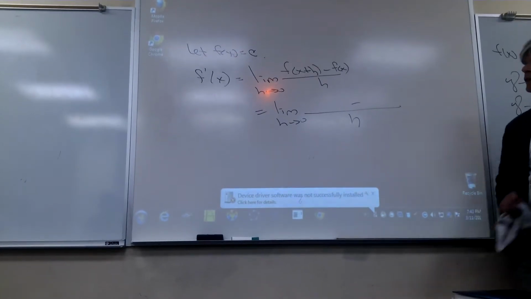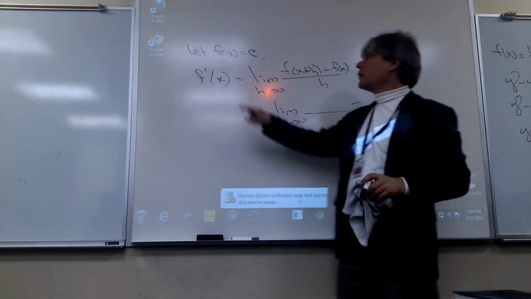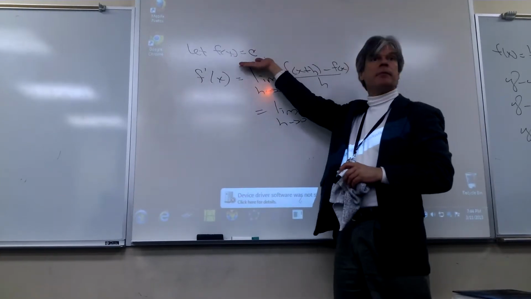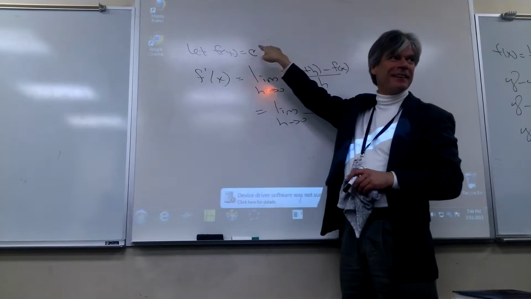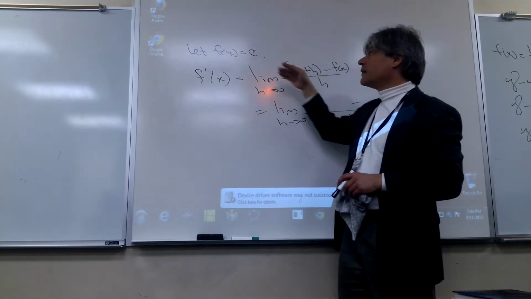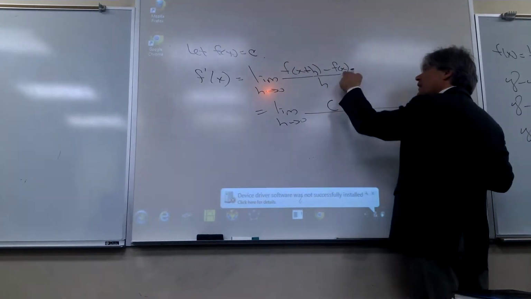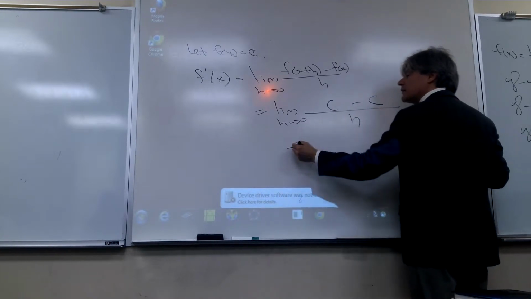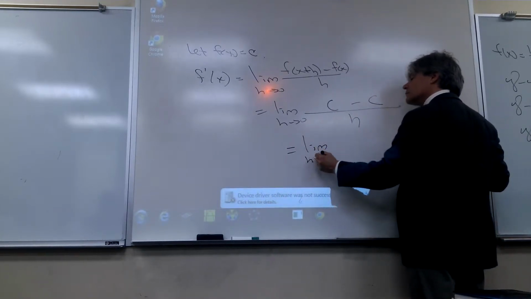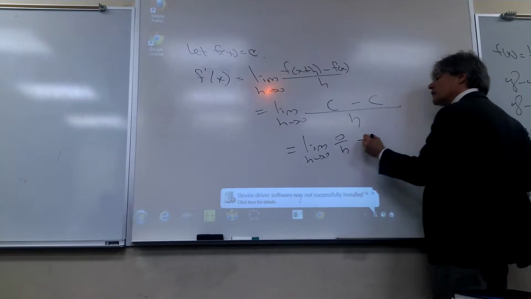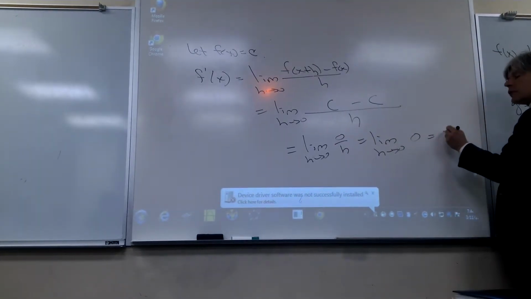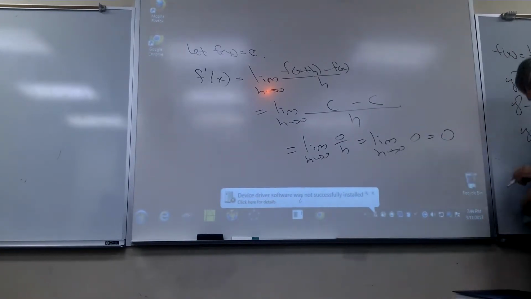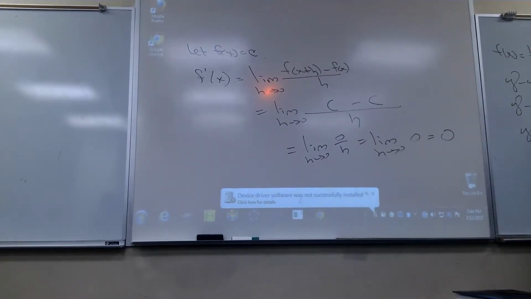Let's talk about those things. What's f of 7? C. What's f of 3? C. What's f of this thing? C. What's f of that thing? C. But c minus c is just 0, and 0 divided by h is just 0. The limit of 0 as h does anything it pleases is 0. I think we just proved the derivative function has to be the 0 function.